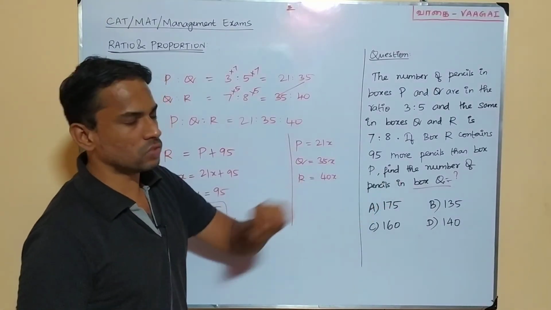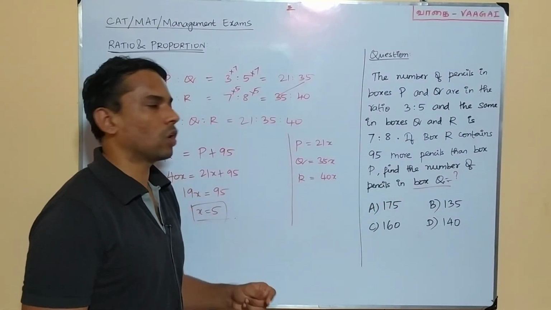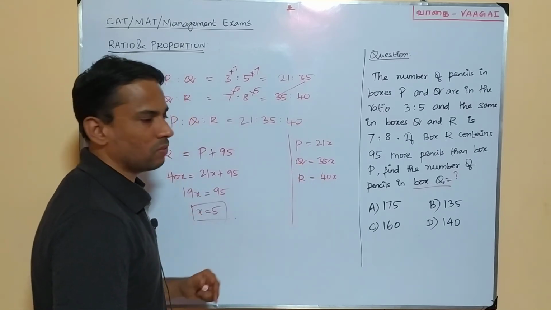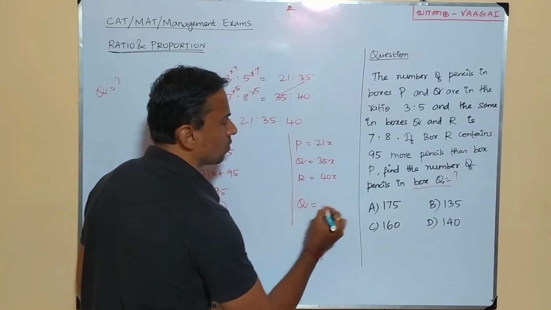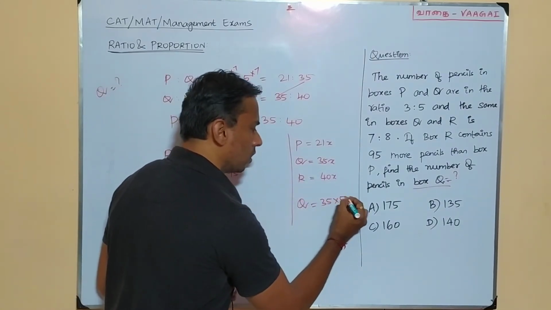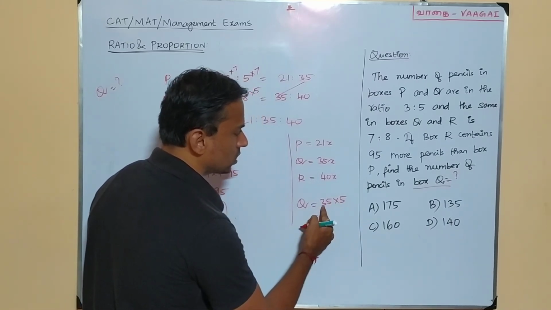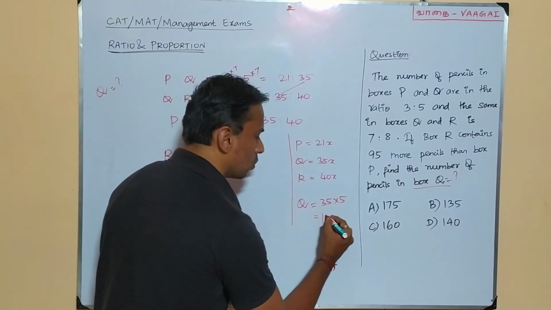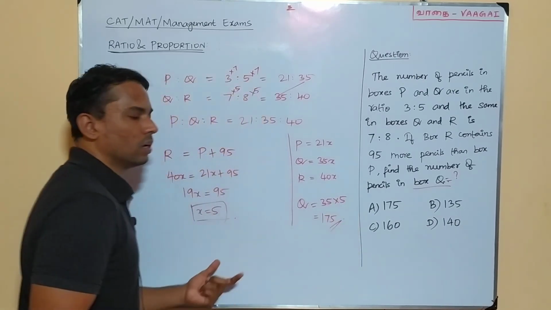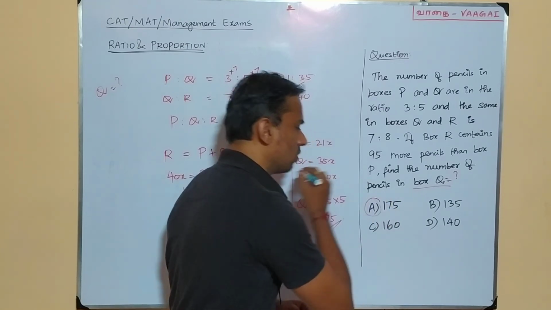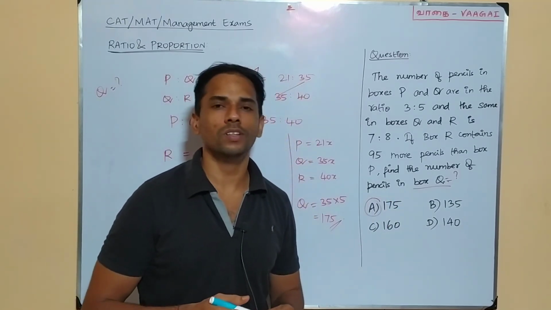Now all we need is the value of Q, that is, how many pencils are there in box Q. In box Q we have 35x, right? So Q will be equal to 35 into, just now we got x as 5. So put it here. 35 into 5 will give us 150 and 25, so that brings 175. So 175 is going to be the answer for this question, and our answer is available at option A. Option A, 175.